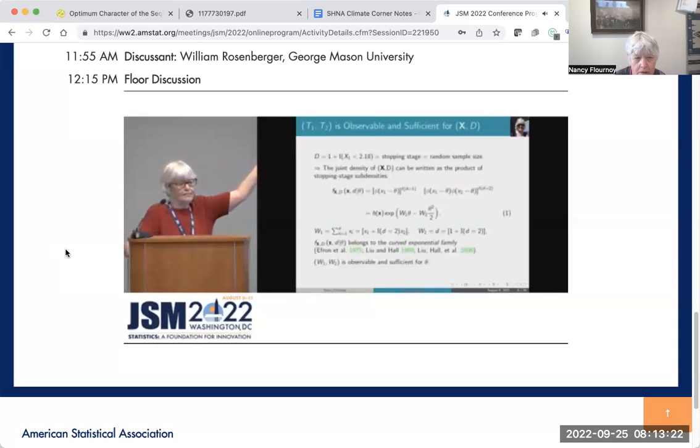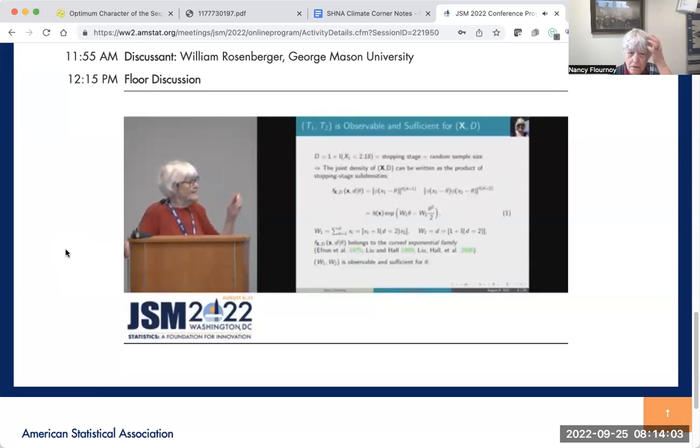Your two sufficient statistics will actually, so let's just look at X and D. So D is the stopping stage. It's going to be 1 if your X1 is greater than 2.18, and it'll be 2 if otherwise. So it's actually also, in this simple case, your random sample size. And the sufficient statistics are both the X variables, whichever you observed, and D, that is the decision to observe one or two.